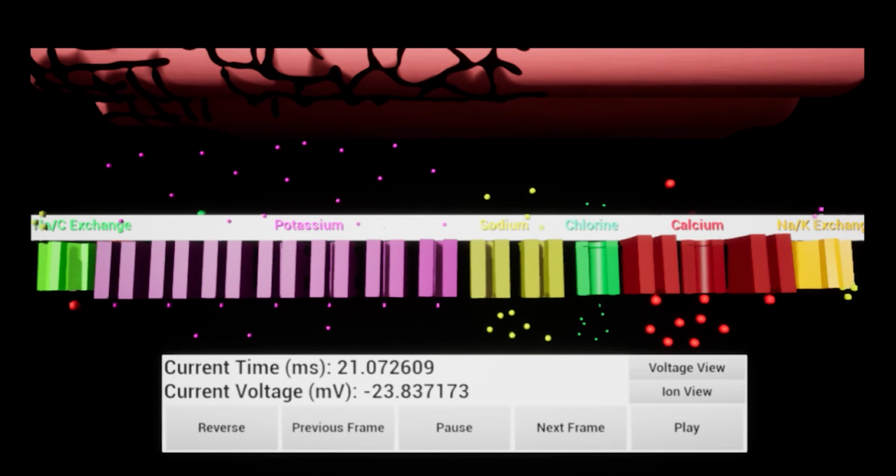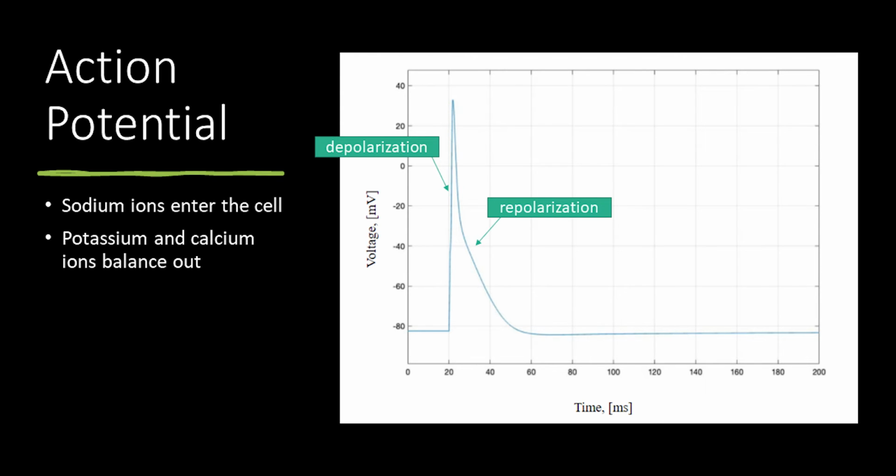Our team looked at ion transportation of the cardiac cell during the action potential. To give a brief summary, action potential starts as sodium comes into the cell and lasts as potassium and calcium ions balance each other during the repolarization period.